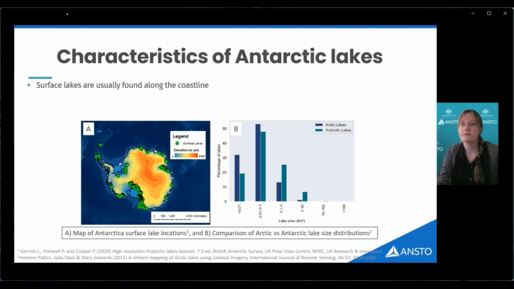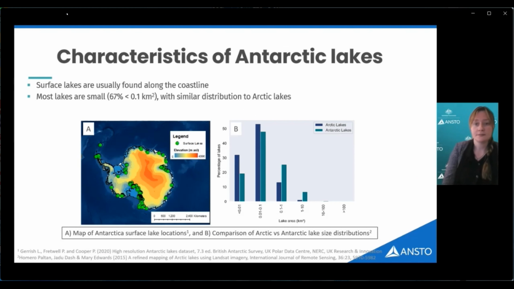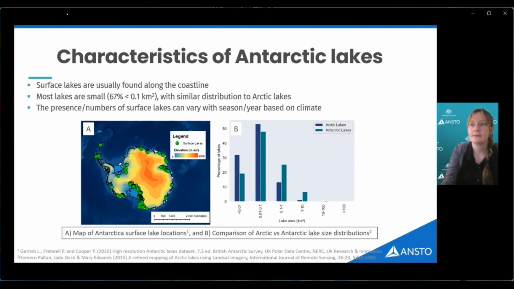So surface lakes in Antarctica are normally found along the coastline, and you can see these green dots in the map are showing the location of current Antarctic surface lakes. Most of these lakes are small, so around 67% of them are less than 0.1 square kilometres, and they have a similar size distribution to Arctic lakes.